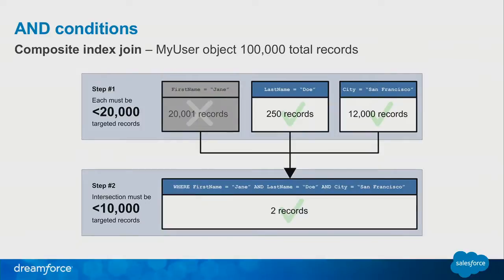Now let's say Jane returns 20,001 records. Here, it doesn't meet the criteria in step 1. But the optimizer, as we said, is trying to generate the most efficient query. So here it goes, okay, let's just use the other 2 indexes and do an intersection of that. Here, it'll still use, and we call this a composite index join. So that's occurring here.